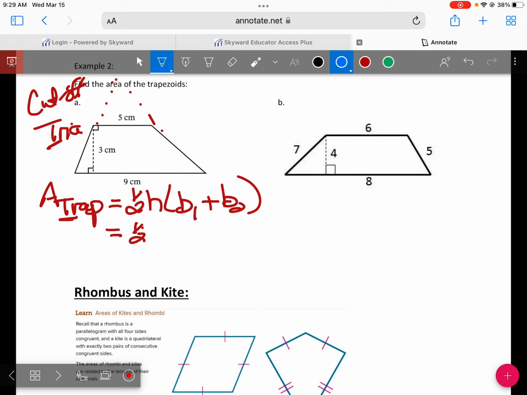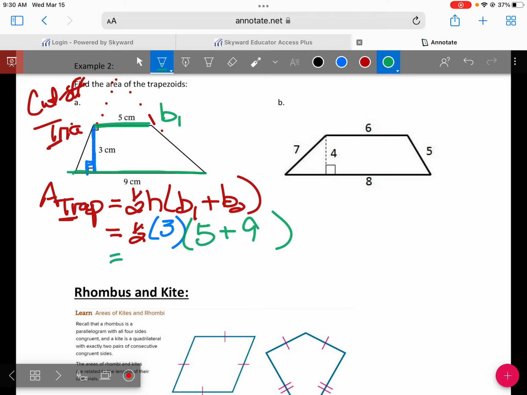Times the height. Question. This 3 centimeters, is that a slant height or is that a perpendicular height? It is going straight, so yes, they give it to us as the perpendicular height. So we multiply times 3. And then I have to add my bases. Base 1 at the top is 5, plus base 2 all the way at the bottom, 9.